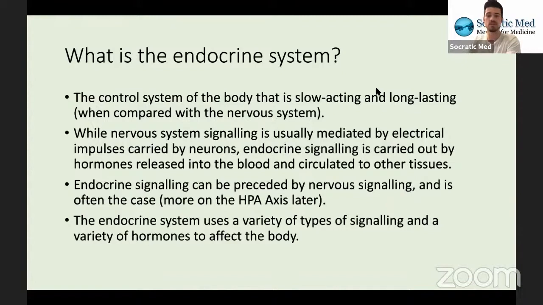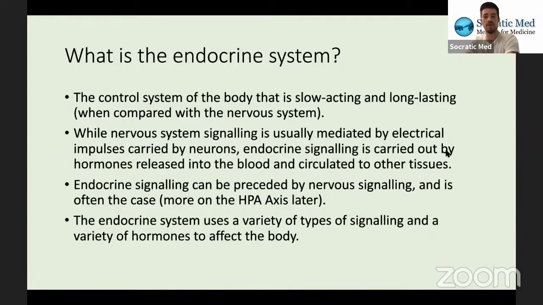That being released into the blood is a very important part of the definition of what an endocrine molecule is. Hormones are released into blood. There's another term that we'll talk about in a little bit called exocrine, and that means that it's released into a duct, not actually released into the blood. But anytime you hear endocrine or hormone, by definition, they have to be released into the blood to circulate to other tissues. Endocrine signaling can be preceded by nervous signaling, and it usually is.